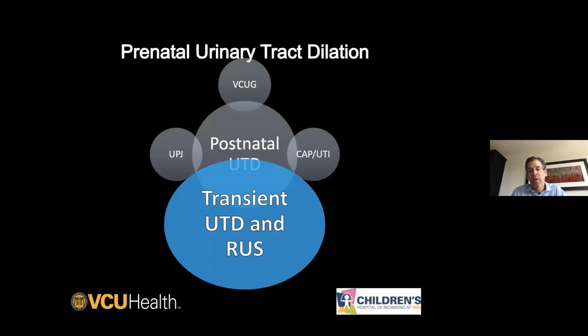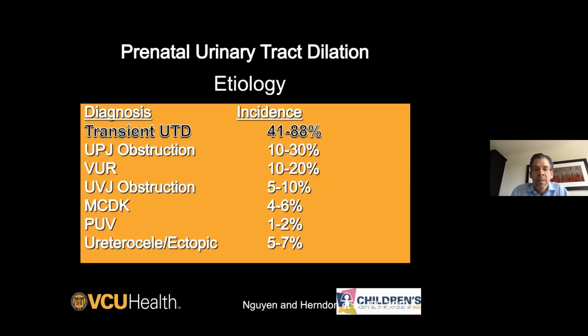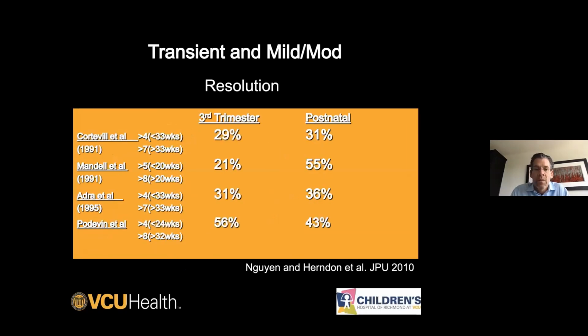So moving on to transient kidney dilation and the use of renal ultrasound. So we know that the most common type of kidney dilation is transient, or that resolves. If you look prenatally, we know that about a third of this resolves in the third trimester, and anywhere from a third to 50% of it resolves postnatally.